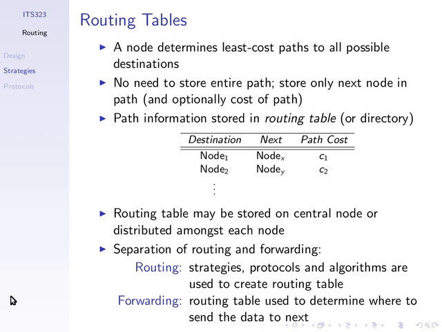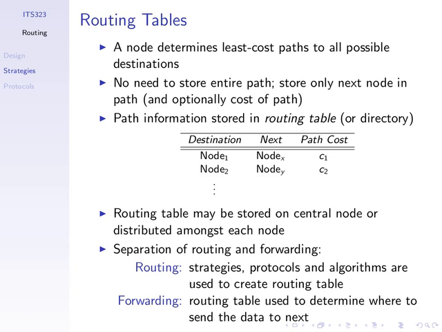This information that's stored, in particular this part and the next node, is stored in what's called a routing table or a routing database. So a node determines the least cost paths to all possible destinations. Node 1, to reach node 6, this is the least cost path. Node 1, to reach node 5, would calculate another least cost path. And to node 4, node 3, and node 2. So it had 5 least cost paths calculated from the perspective of source node N1.